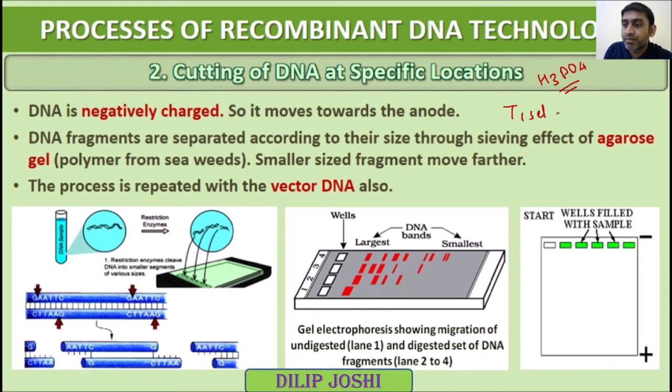Tiselius in 1937, A. Tiselius. He developed it. Nowadays the most commonly used matrix is agarose gel, which is a polysaccharide extracted from seaweeds. We know agar is from red algae. These fragments are separated according to size through their sieving effect. Sieving means they have pores.